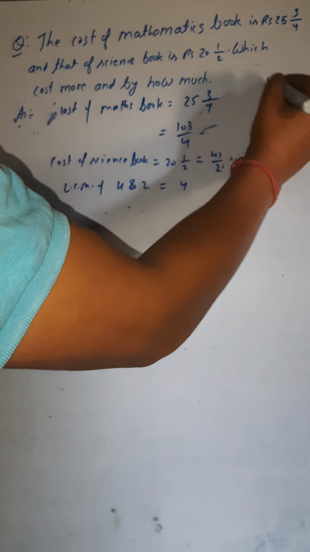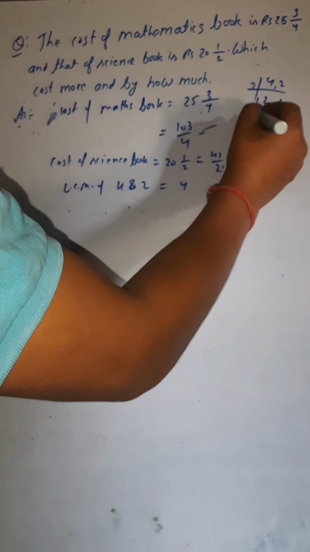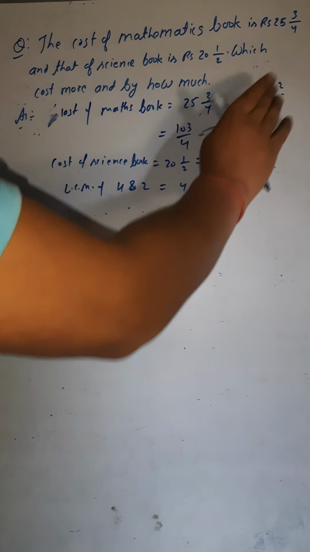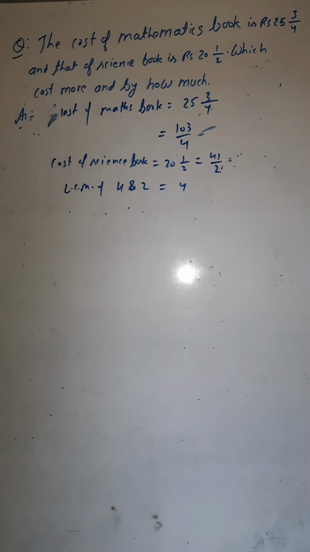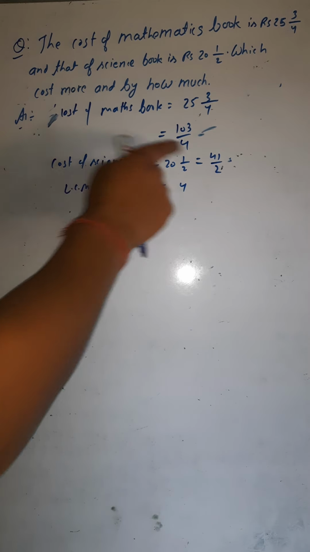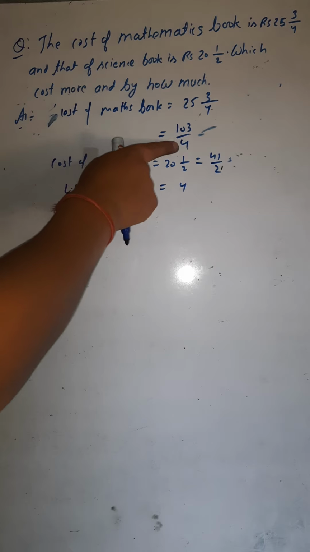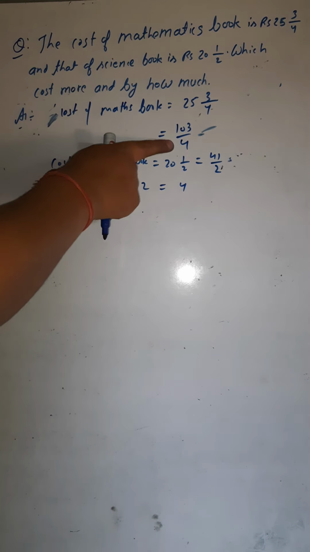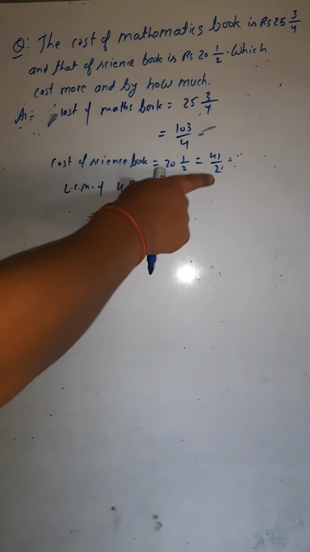Just find it out here. 2 2s are 4, 2 1s are 2, and 2 1s are 2, 1, and 2 2s are 4. So LCM of 2 and 4 is how much? LCM of 2 and 4 is 4. So now you have to make both the denominators 4. First you have to make this one 4. Then you have to make this one denominator as 4. So this is already 4. No need to make it. But this one you have to make.